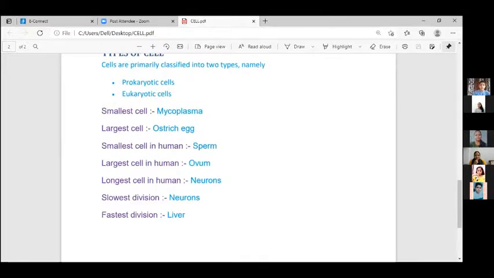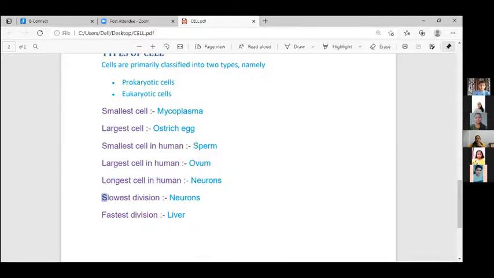Next, I am going to tell about the smallest cell. The smallest cell in the world is mycoplasma. The largest cell in the world, I am talking about in the world, not in the human body. I will tell again what is the smallest cell and the largest cell in human body. The smallest cell is mycoplasma. Largest cell is called ostrich cell. The smallest cell in human body is the sperm, and the largest cell in human body is ovum, and the longest cell in the human body is neurons, which are present in our brain.